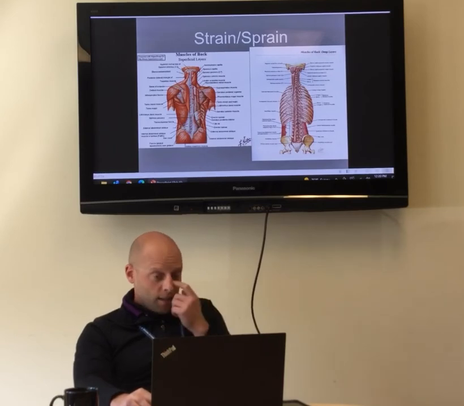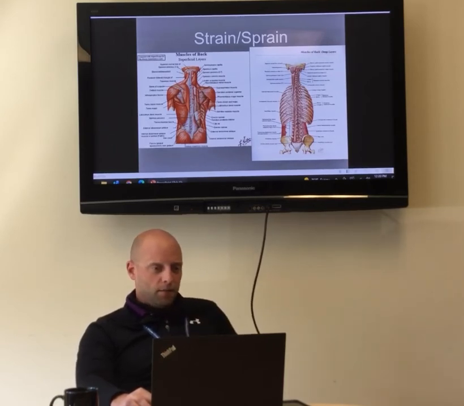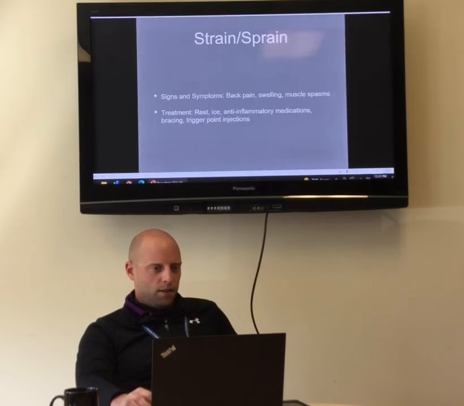I'll just put this in here to give you an idea of how complex the anatomy of the back really is. Some of them have the bony anatomy, and then you have all this soft tissue anatomy. You have fascia and different muscles going every which way. So a lot of stuff back there that can be injured.